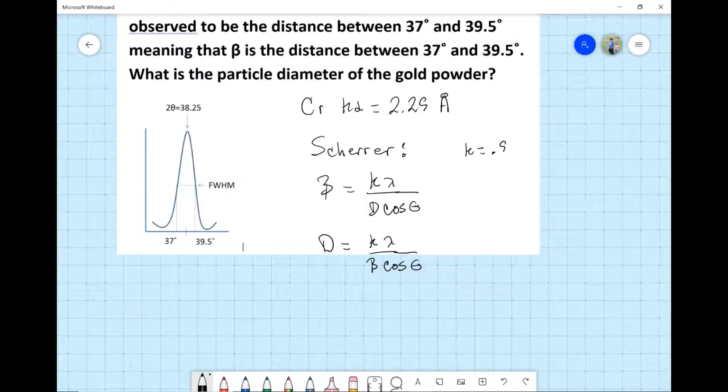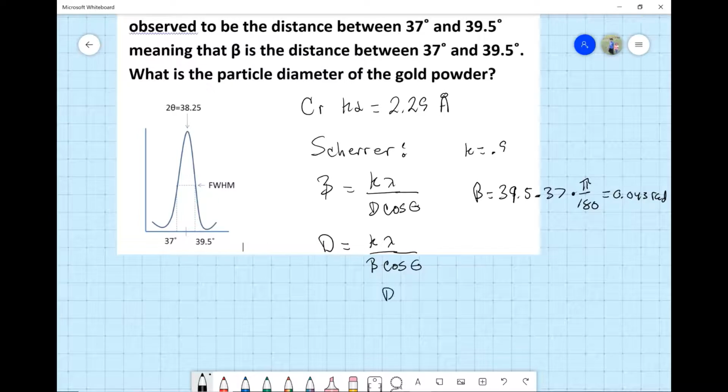Full width half maximum. Let me see, 39.5 minus 37 is the first thing we want to do, times pi over 180 to get it to radians. And by my math, I get 0.043 radians. We can then plug and chug everything in here.